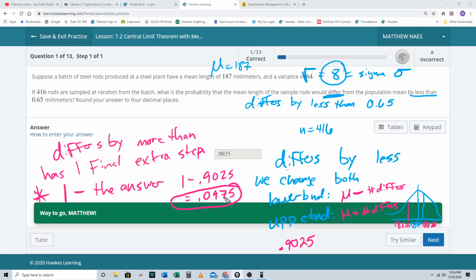All right, that's the difference between differs by more and differs by less. And that's all Chapter 7 is going to ask. It's a bunch of questions, but it's only going to ask: is it less than, greater than, differs by less, or differs by more? So we're going to do a couple of these, at least one of each. Let me clear this.